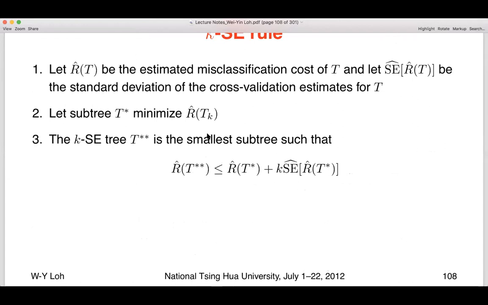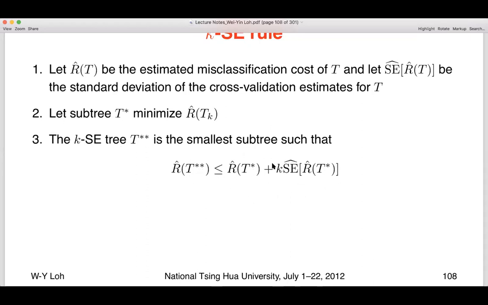Then you plug in. Once you know the minimum misclassification cost among the subtrees, you add this part here. This K is a parameter that you control. The default is 0.5. Then your T double star tree is the smallest subtree such that this is true.